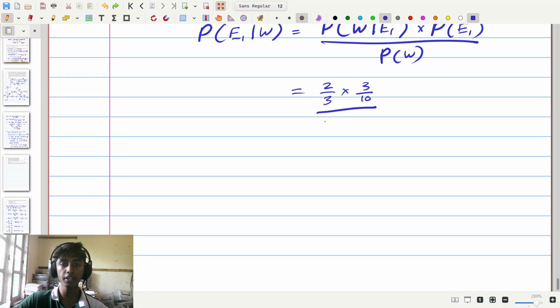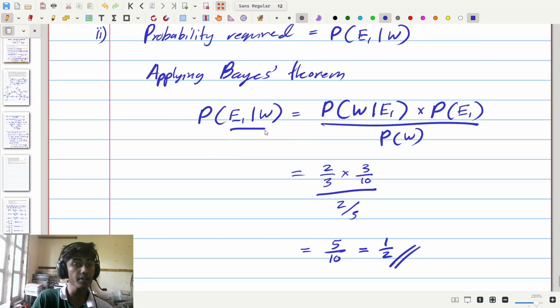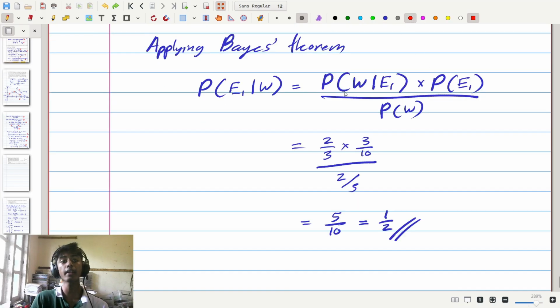Now simplifying this down, we can see on top we have this term and this term cancelling, leaving us with 2 over 10, and on the bottom we have 2 over 5, and therefore what we have here is this 2 and this 2 cancelling, leaving us with 5 on top and 10 on bottom. And therefore if we simplify this down, we get 5 over 10, which is equal to 1 over 2. Now therefore, the probability of event E1 having occurred, given that W already occurred, or the probability of 1 black ball and 2 white balls being transferred is equal to 1 over 2. And with that, we are done with this question.